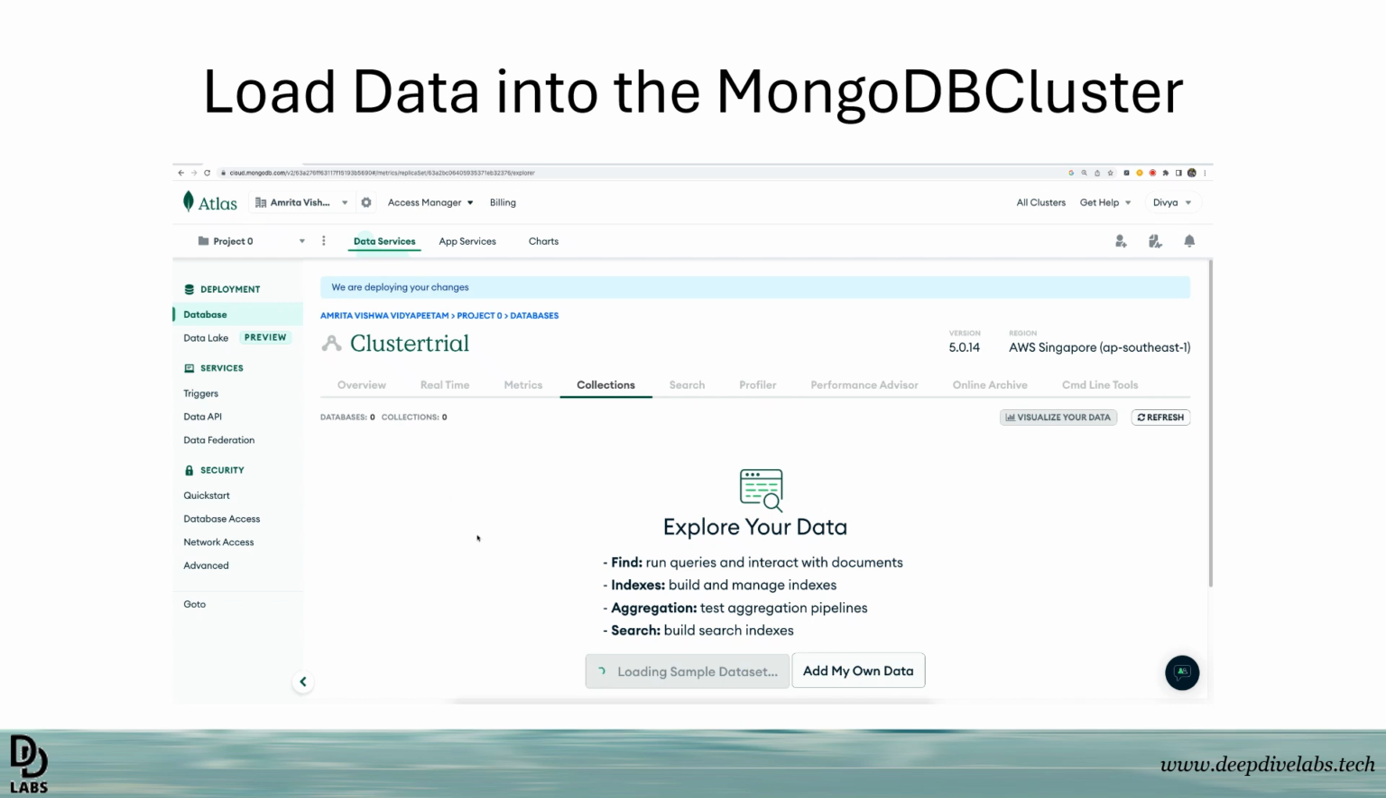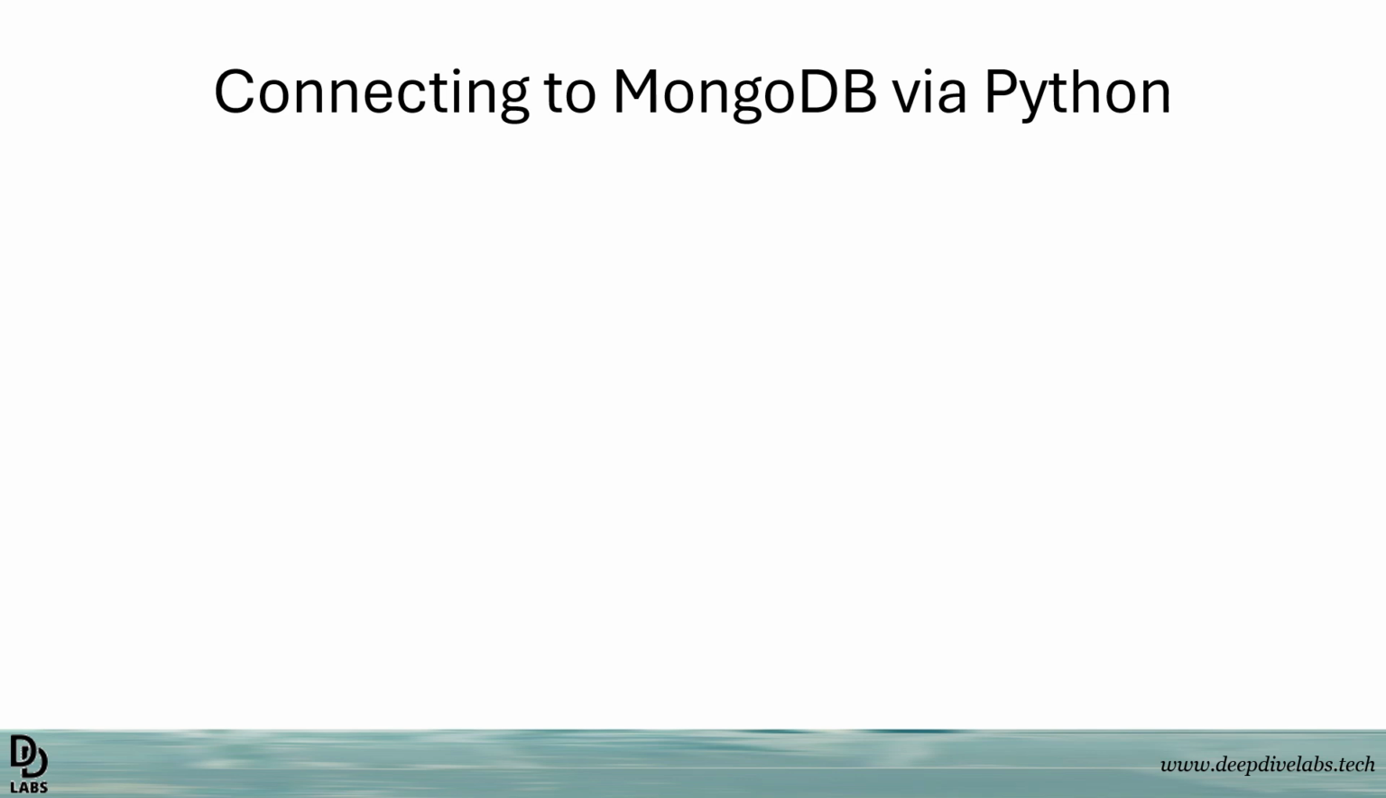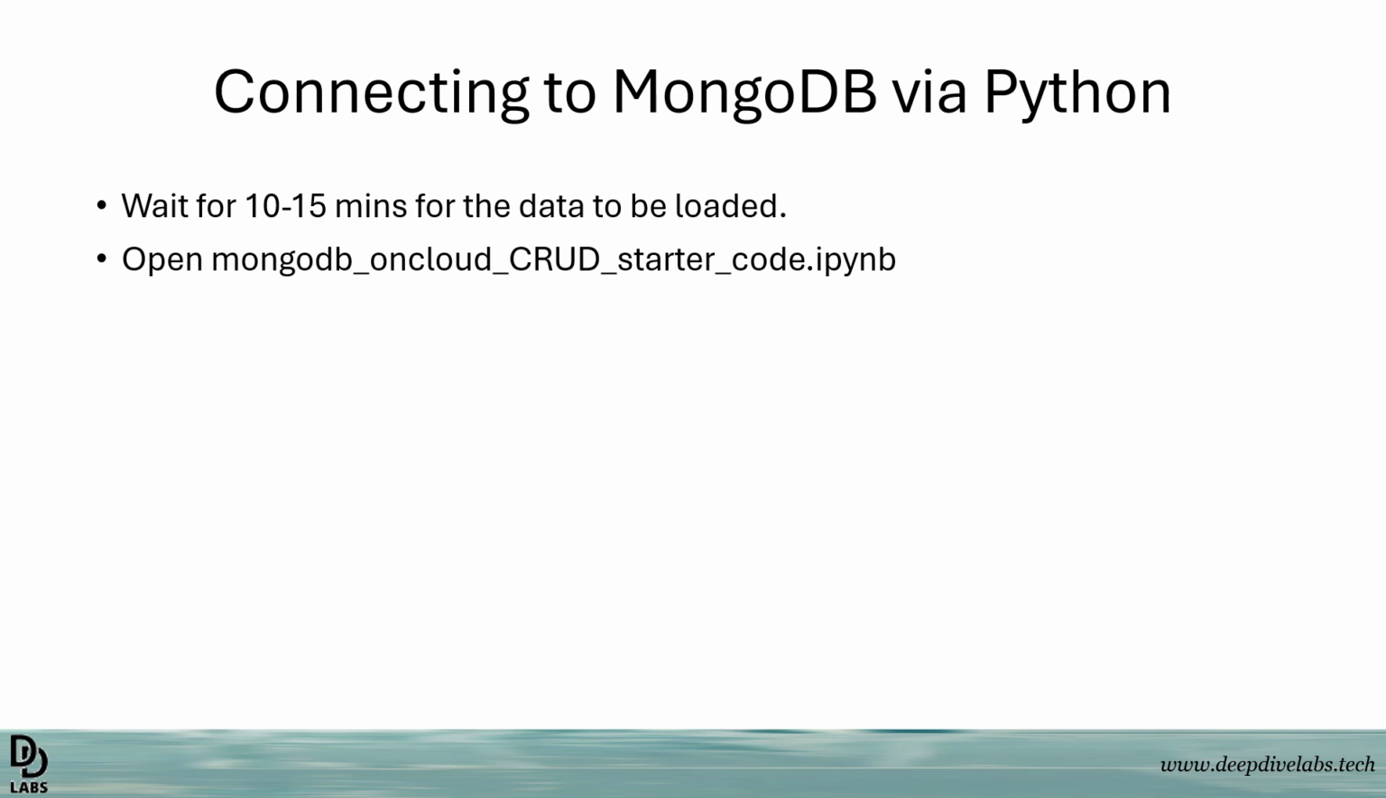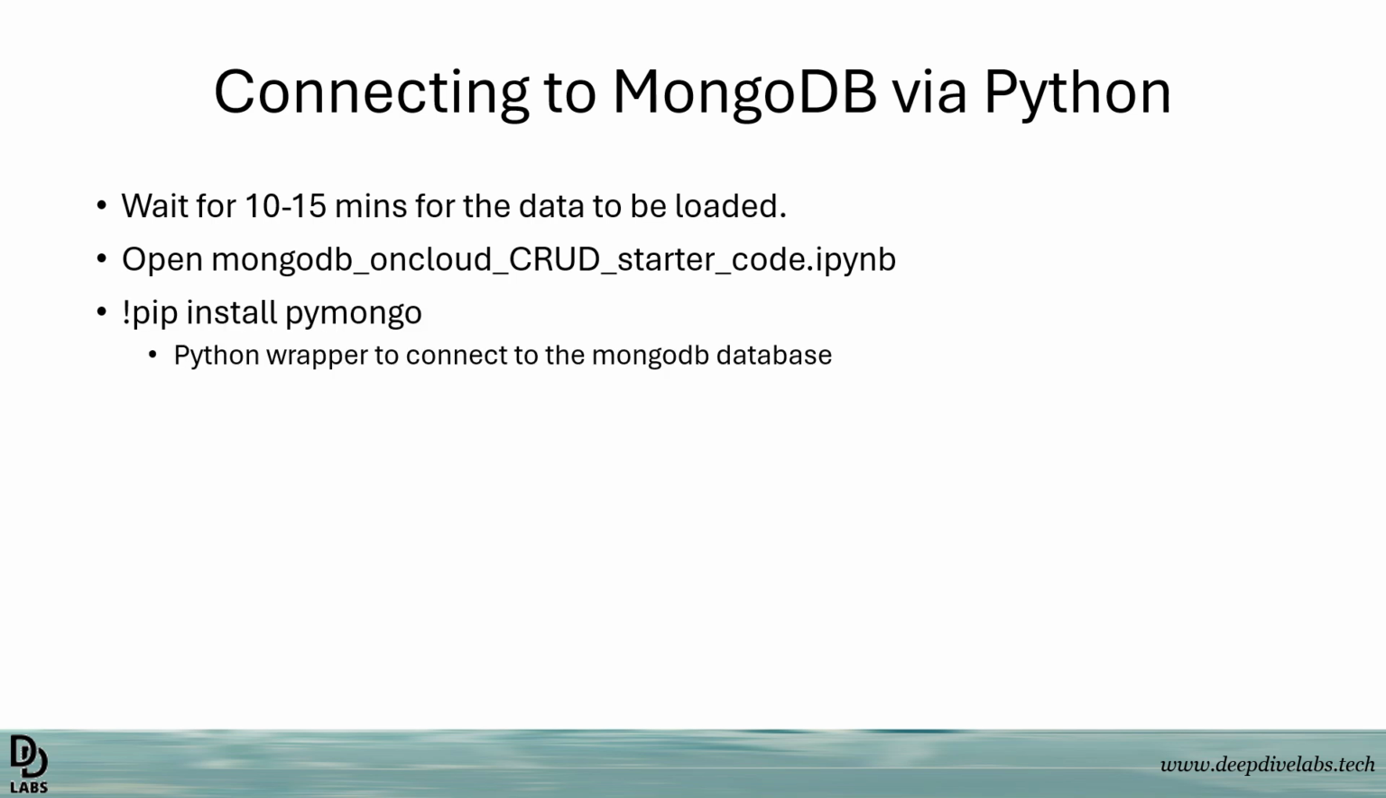All right, so now let's see how we connect to the MongoDB that we have created using our Python program. Now we look at how to connect to MongoDB via your Jupyter notebook. Let's wait for 10 to 15 minutes for the data to be loaded. While it's getting loaded, you can open the MongoDB_oncloud_crud_startercode.ipynb that is being given to you. Then do a pip install of pymongo. PyMongo is a Python wrapper to connect to the Mongo database.